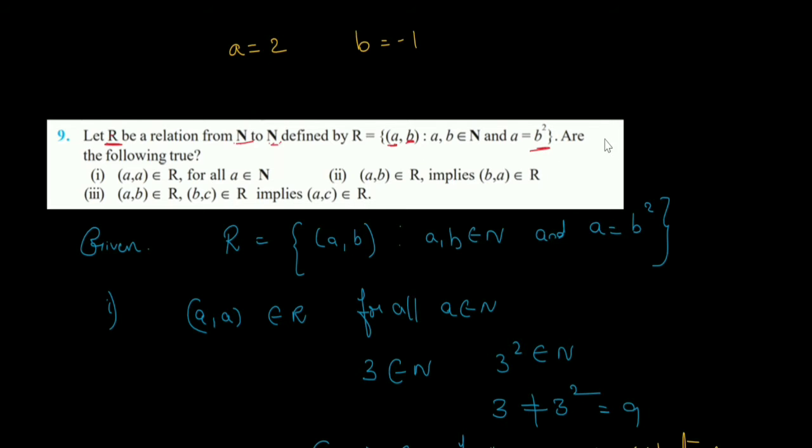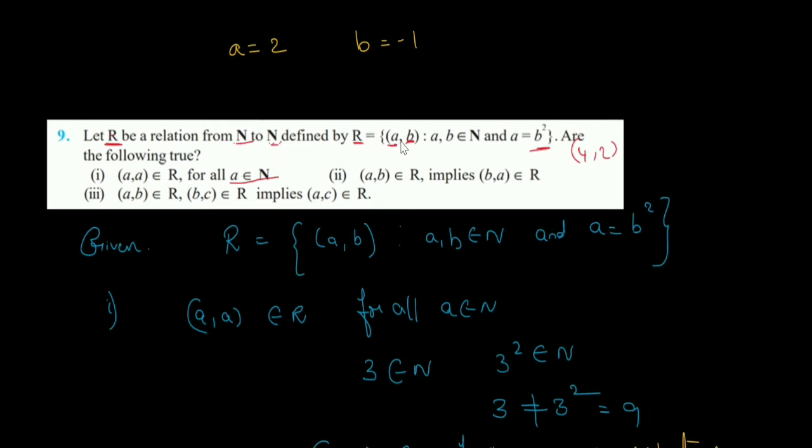So it is like (4, 2). That means the first element is the square of the second element. Now, the question is, are the following true? First one: (a, a) belongs to R for all a belongs to N. Is this true? If a and b are equal, will that ordered pair belong to the set R?